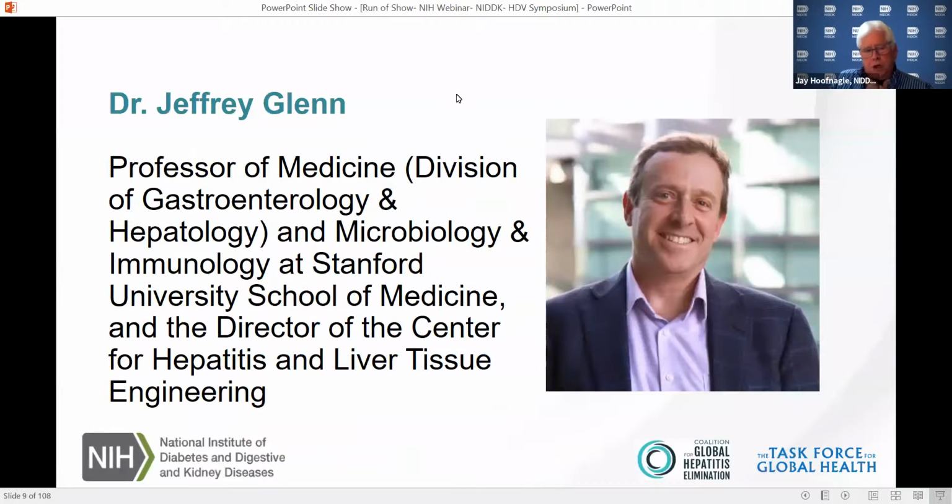So let's begin. Our first speaker is Dr. Jeff Glenn, who's professor of medicine in GI and hepatology and microbiology and immunology. He does it all at Stanford University School of Medicine. And he's the director of the Center for Hepatitis and Liver Disease Engineering. Jeff, let me turn it over to you.